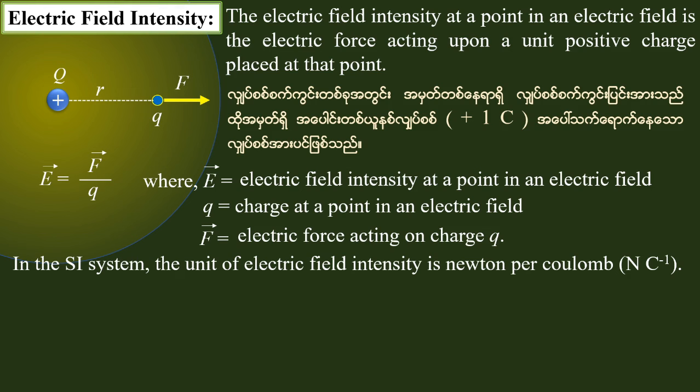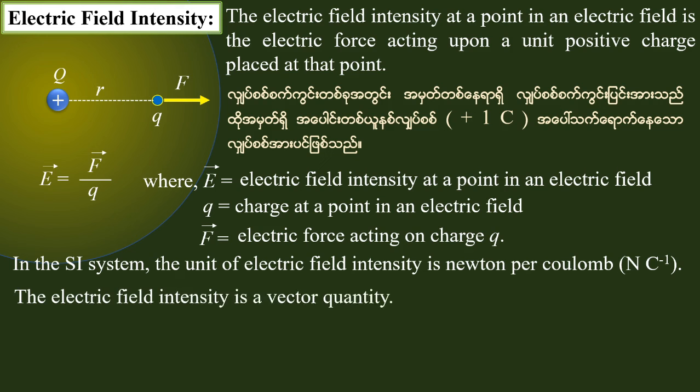F is the electric force, whose SI unit is the newton, and small q is the charge, whose SI unit is the coulomb. So in the SI system, the unit of electric field intensity is newton per coulomb.